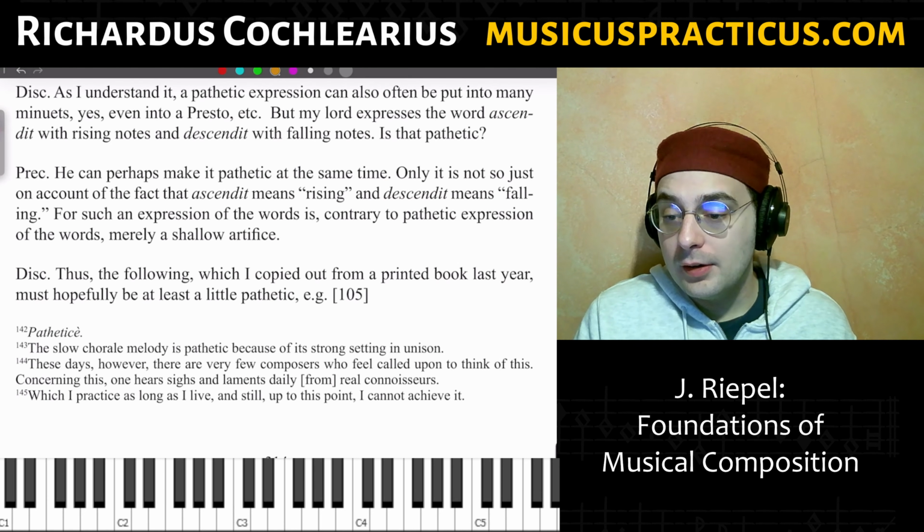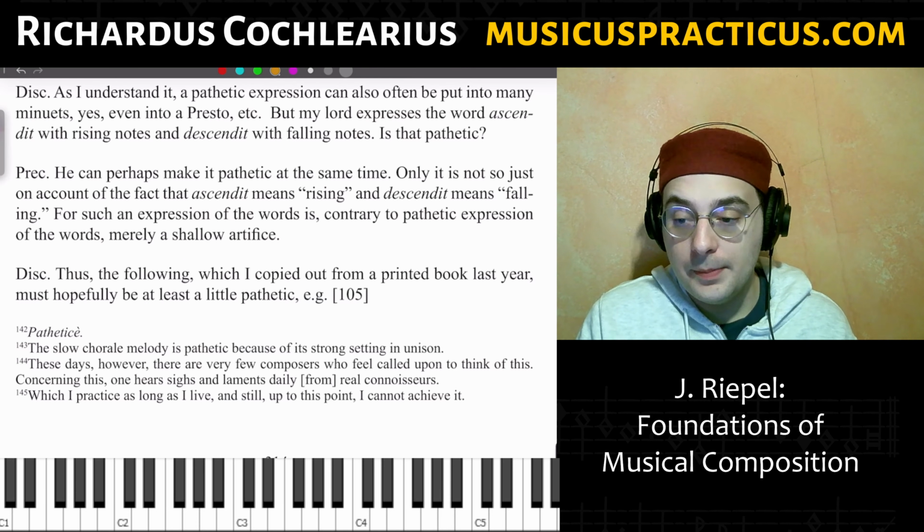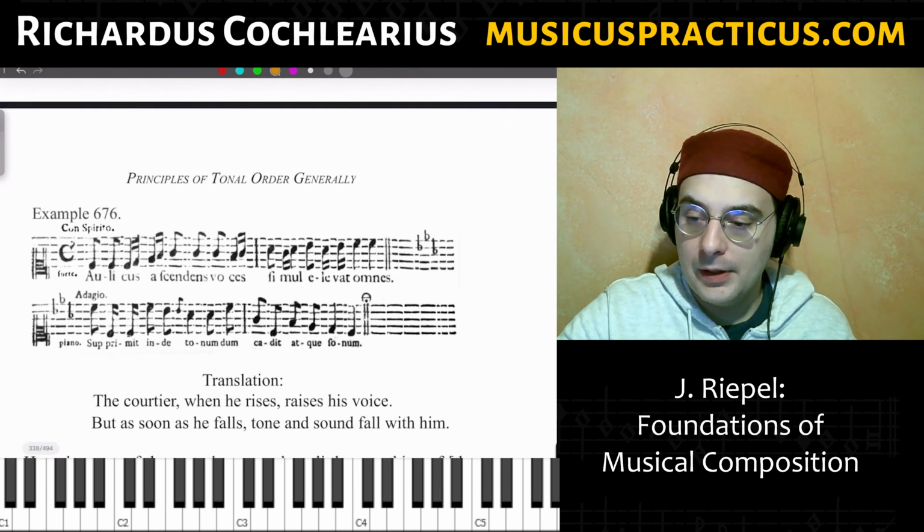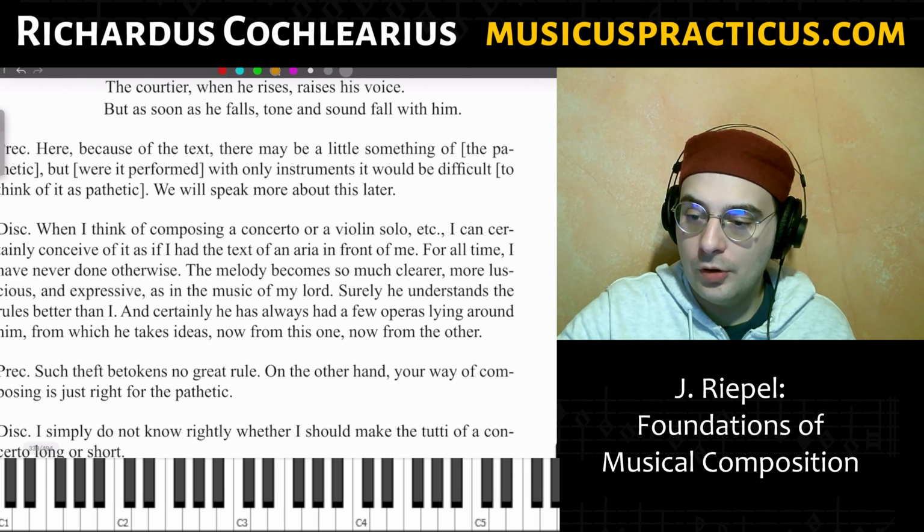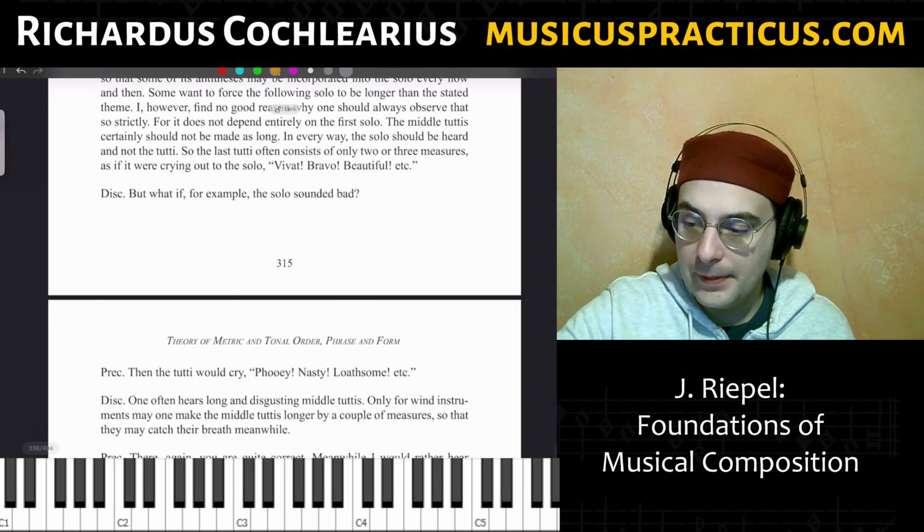Thus, the following, which I copied out from a printed book last year, must hopefully be at least a little pathetic. And so we have an example of what can be pathetic.